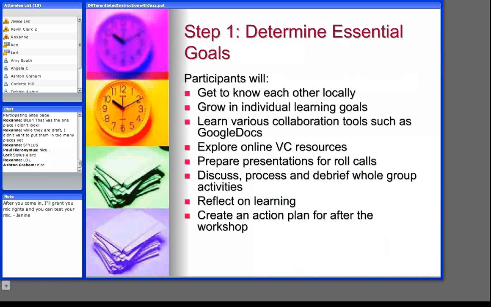Using the remote. All right, so now when you're thinking about your local activities, what do you need to do? First of all, what are the essential goals? We as the jazz participants and facilitators have some specific goals.